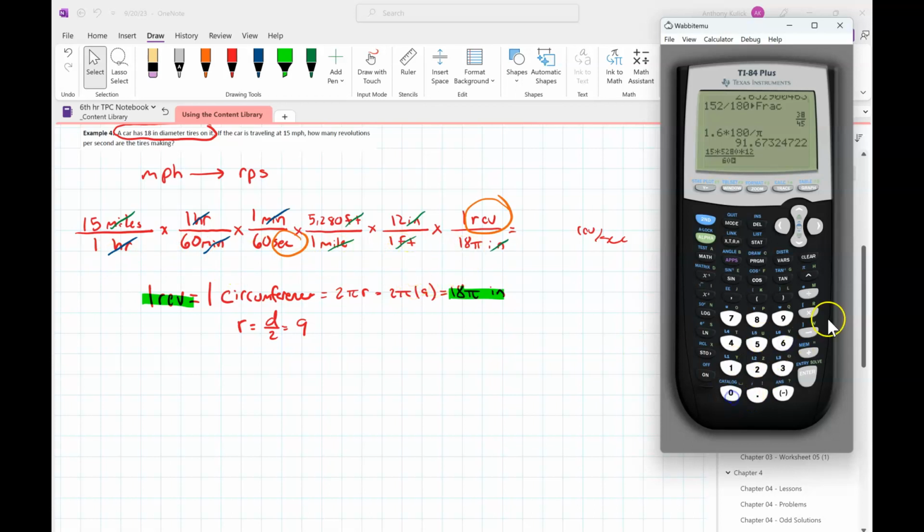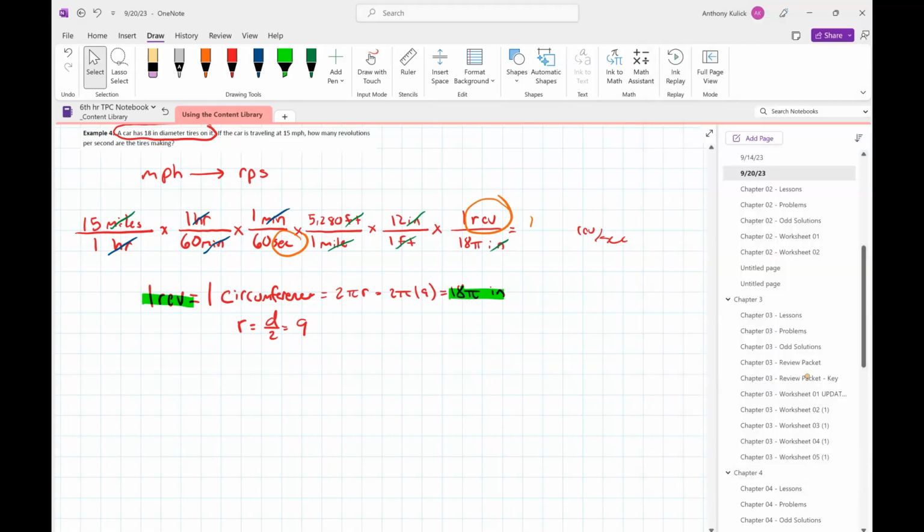So 60 times 60 times 18 pi. And I get about 467 revolutions per second. Oops. It should be back in red, huh? Hey, I already stole you.